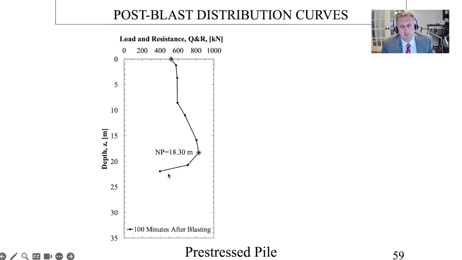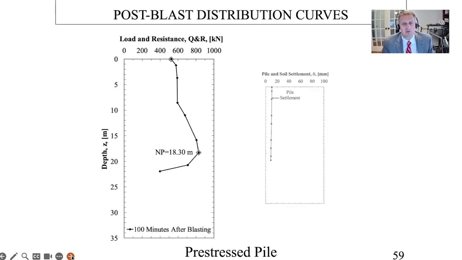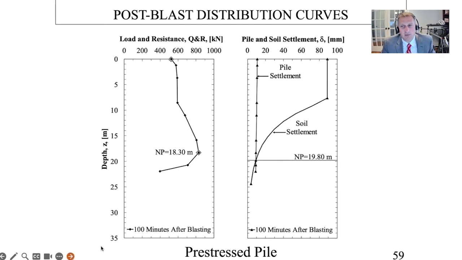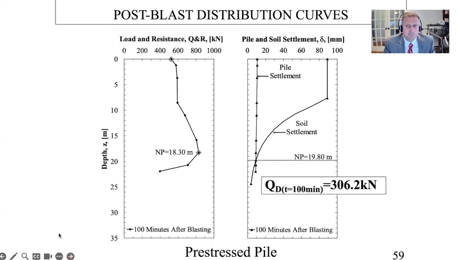But we do see a neutral plane develop at a depth of 18.3 meters using the pre-stressed concrete pile. And then using the settlement approach, we see that depth at about 19.8. So this one didn't match as well, but we are still about 1.5 meters or 5 feet difference, and are able to use that information for design. So we developed 306 kilonewtons in this case, for the pre-stress pile.